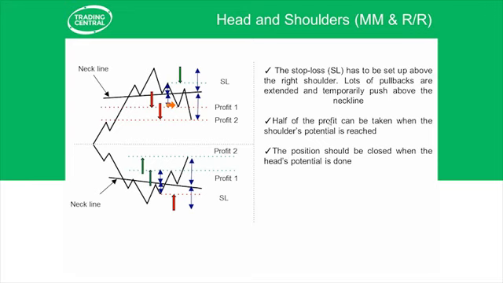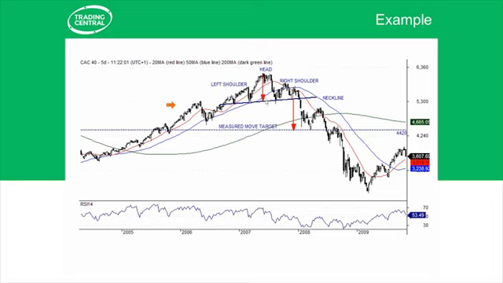So we can see just an example. This is the CAC 40. You can see on this chart a very interesting example. It was very perfect. It was in 2007-8, when we had a huge reversal downtrend on the market. It was the top of the market before the crisis.